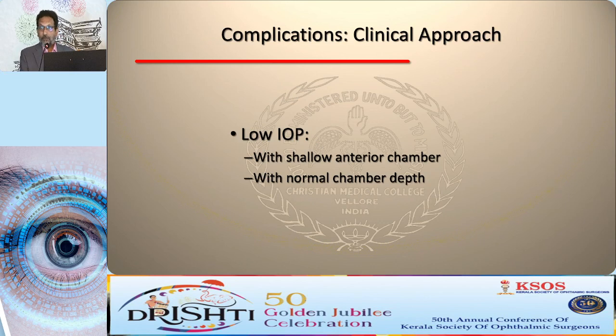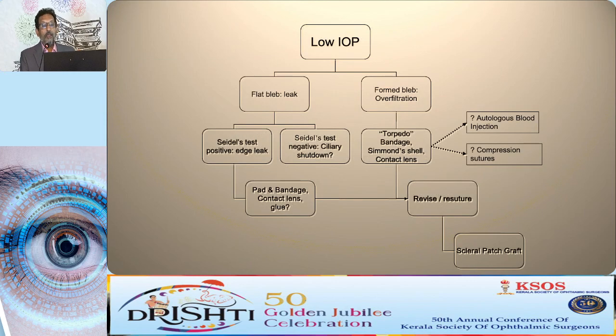So let's take the clinical approach now. If you have a low IOP with a shallow anterior chamber or with a normal chamber depth, these are really the two options that we have. So here we have a situation of low IOP, and one has to look at the bleb configuration. So if you have a flat bleb and a low IOP, you have to assume that there's a leak, and you do a Seidel's test. If the Seidel's test is positive, there's an edge leak or maybe a leak elsewhere.